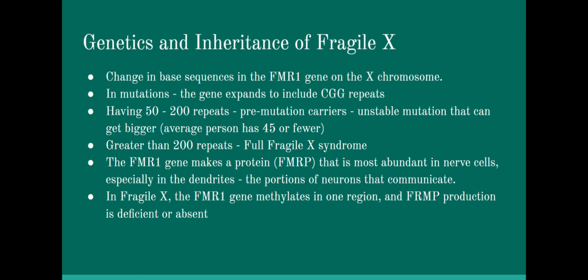neurons across the synapses. So you get abnormal signaling in Fragile X because in Fragile X, this gene gets methylated in one region, and the production of this protein, this FMRP protein that helps neurons communicate across the synapses of the brain, is deficient or absent. And depending on the number of repeats you have, that's going to determine how much methylation there is. It's going to determine how much protein is produced. So if you don't have this protein, you get very abnormal signaling in the brain. And that's how Fragile X works.